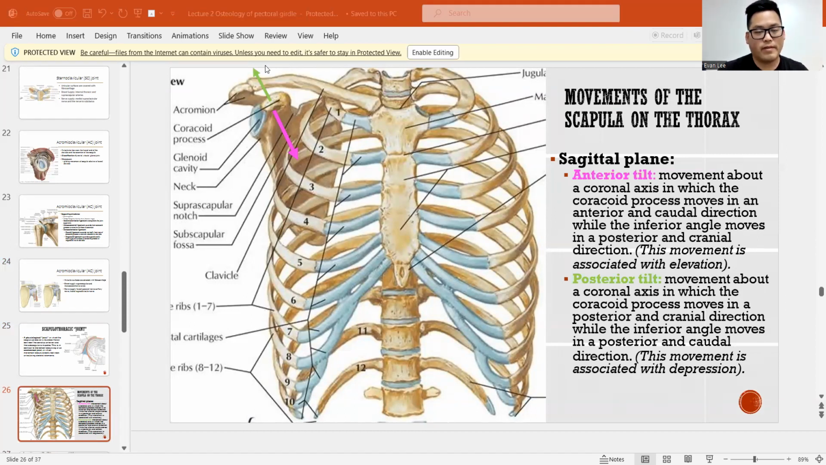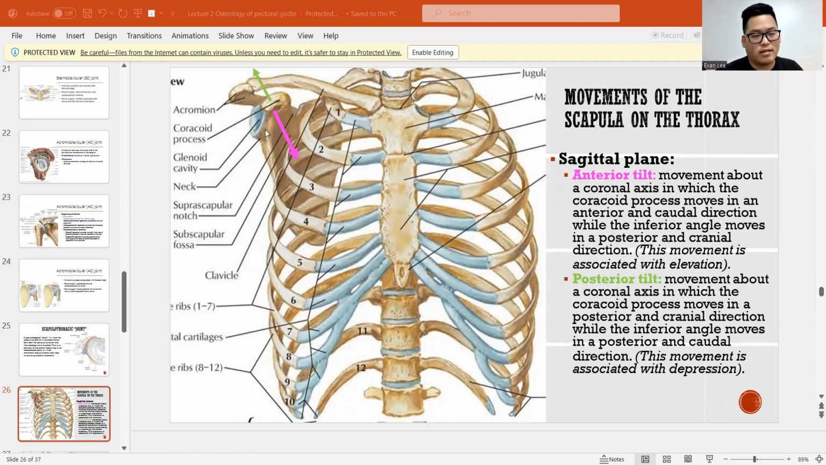The scapula is going to be found along the back of the thorax, but also along the side. But there's going to be a few different types of movement that can occur using the scapula. So first of all, an interesting one is something called tilt. Tilt is where the scapula will be able to move along the sagittal plane, either forward or back, along this plane like this.